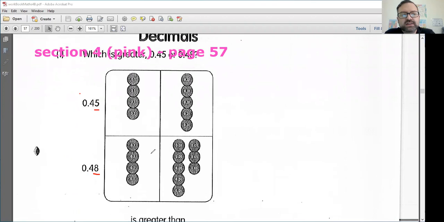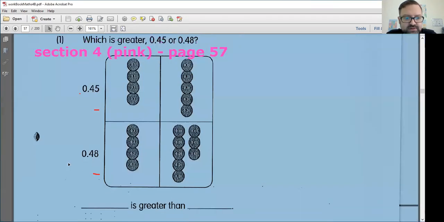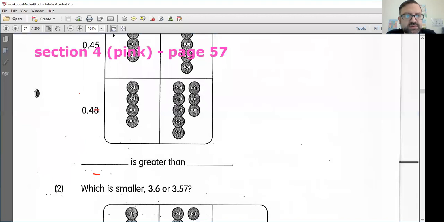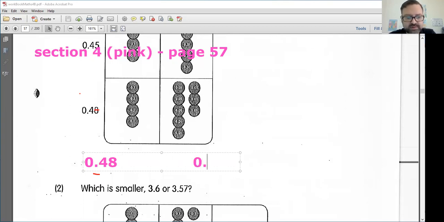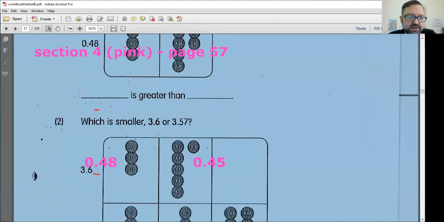All right, the hundredths column, I have 5/100 over here, as we can see. And this one we have 8/100. So which one is greater? Okay, 0.48 is greater than 0.45. And that's what we should put here. 0.48 is greater than 0.45. All right, let's continue problem two.